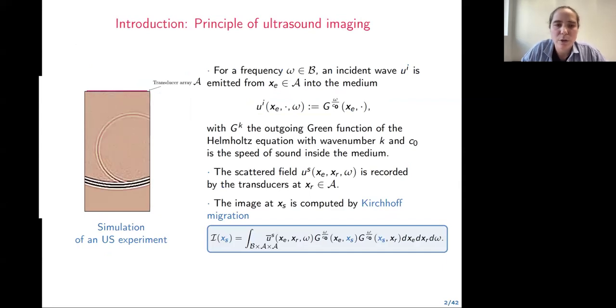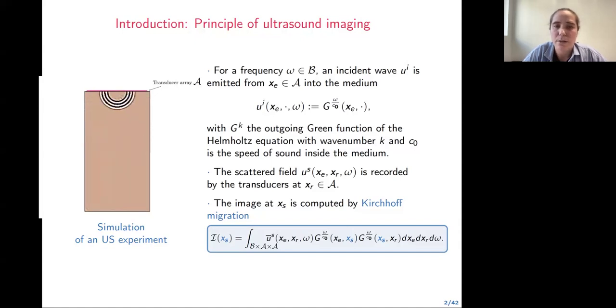Okay, so this work focuses on ultrasound imaging. Let me first recall what ultrasound imaging is, or at least the principle. You have a transducer array here in pink that emits incident waves into the medium. Then the waves propagate throughout the medium and interact with the medium. And the same transducer array measures the backscattered echoes. From those measurements, an image is created by applying proper time delays.